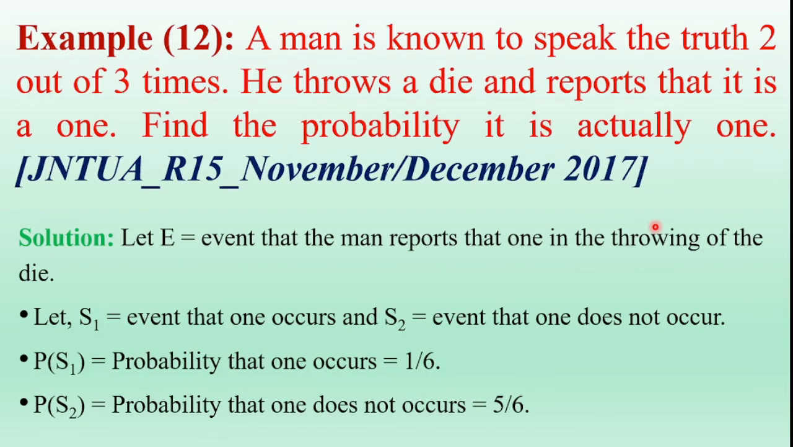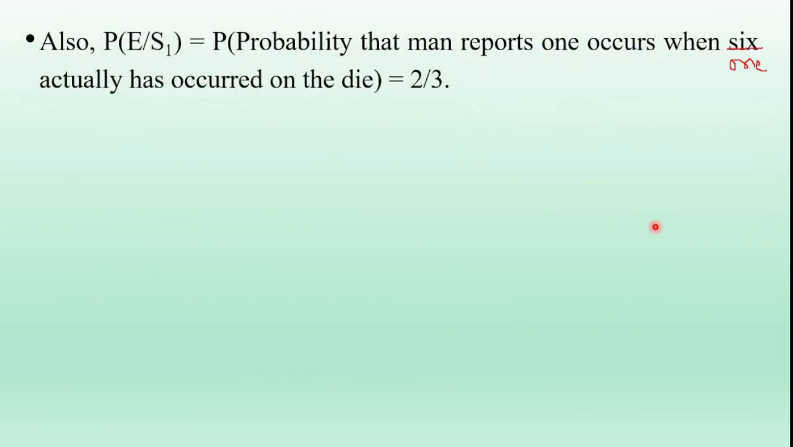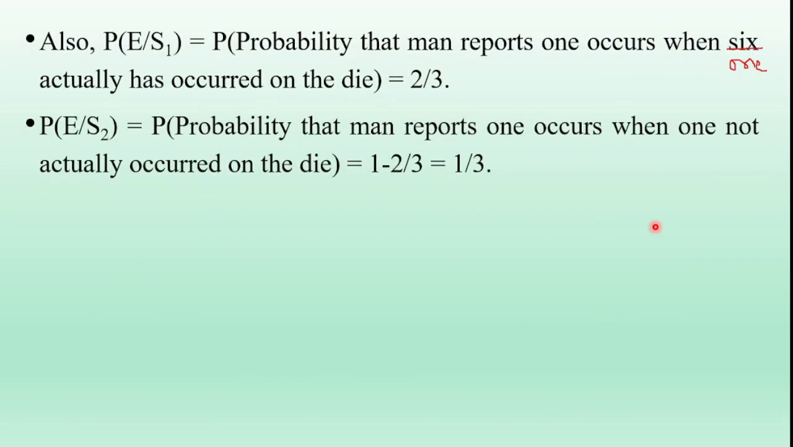Now from the given data, a man is known to speak the truth 2 out of 3 times. So the probability of E given S1 is 2 by 3. And probability of E given S2 is the probability that the man reports 1 occurs when 1 has not actually occurred on the die. So that means 1 minus 2 by 3, which is 1 by 3. That is the probability of E given S2.